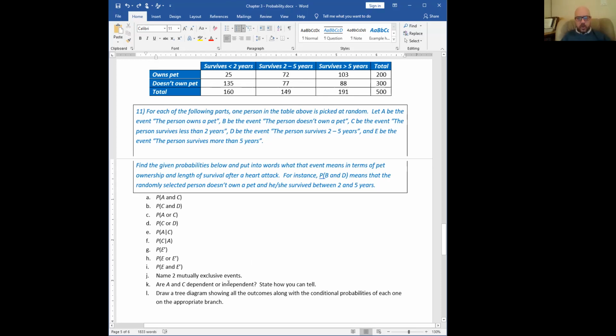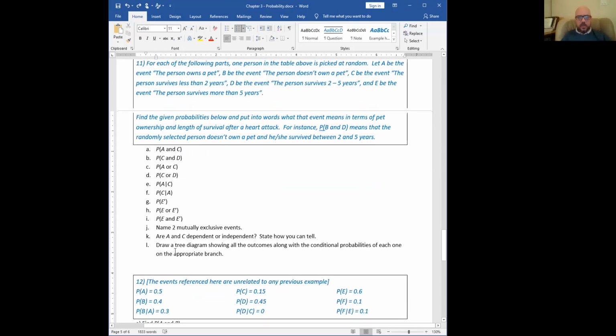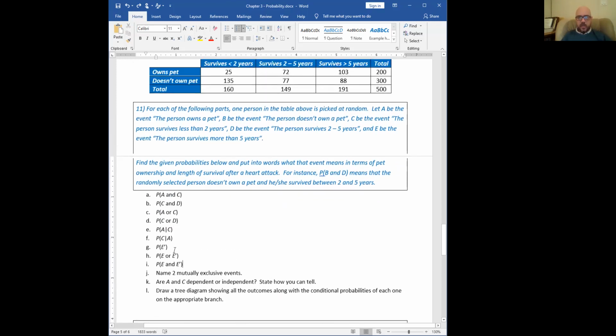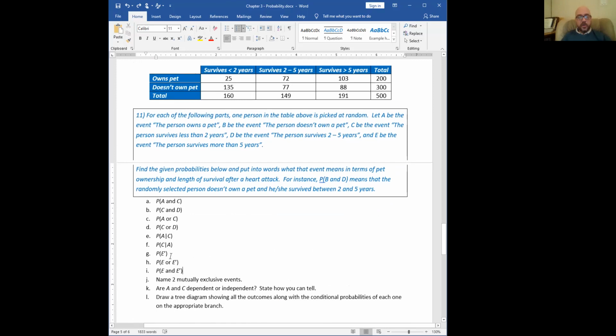I'm going to go ahead and skip L. No, I'm not going to skip L. I will show you how to do that because there is a thing that asks you to do that in the homework. So I'll go ahead and show you how to make a tree diagram. So we've got 2 different choices, right? They can either own a pet or not own a pet. And then within that, there's 3 choices of survival time, less than 2, 2 to 5, or more than 5 years. So I'll go ahead and make a tree diagram of all that. Might as well get all of this done.